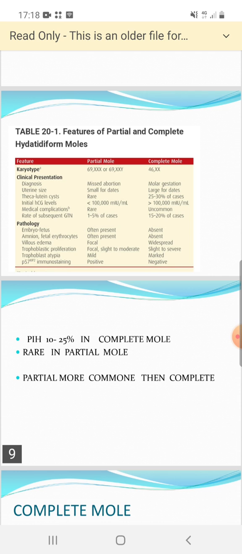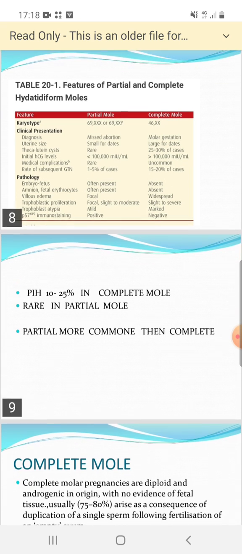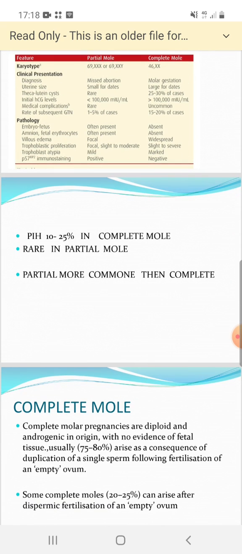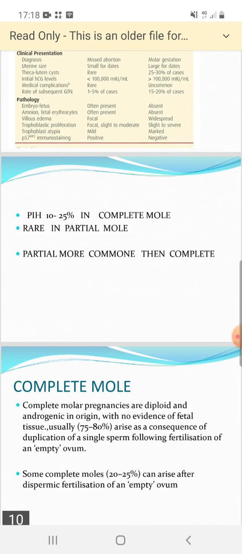Medical complications are rare in the partial mole, but in the complete mole there are medical complications and they can occur. Subsequent GTN in the partial mole is 0.5 to 1%, and in the complete mole there is a 15 to 20% chance of subsequent GTN. The embryo is often present in the partial mole, and it is absent in the complete. Amnion and fetal membranes are present in the partial, and in the complete they are absent.